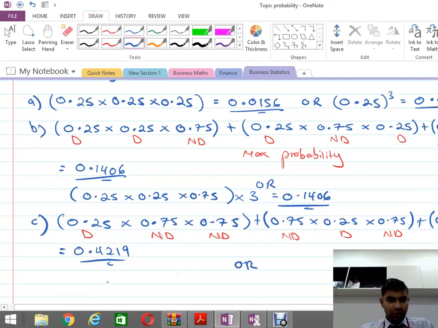Or you also can do this way where 0.25 times 0.75 times 0.75 times with 3. So also will give you the same answer, which is a shortcut.